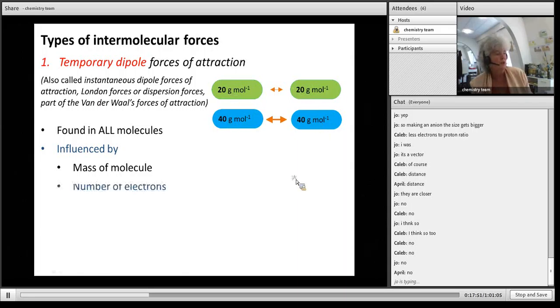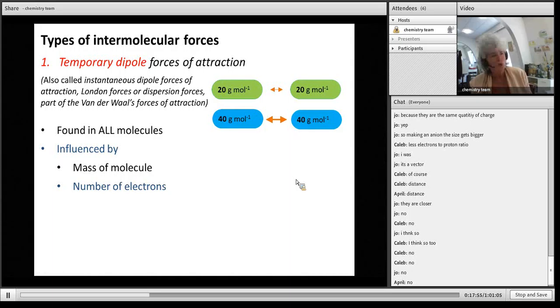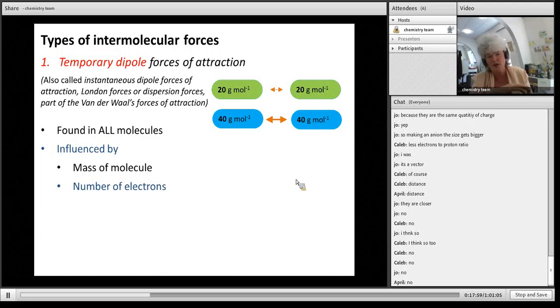Okay, the number of electrons. Anything with more electrons means, remember, it's caused by electrons moving around. So if I've got lots of electrons, they can all go on one side and become very negative on this side and very positive on the other side, and a split second later it can flip around.